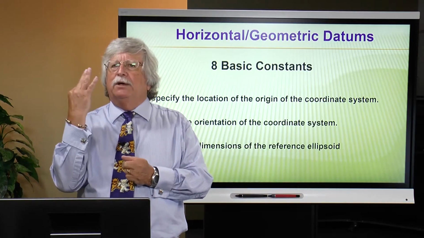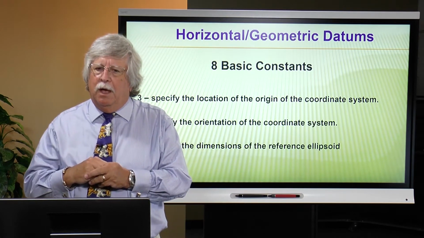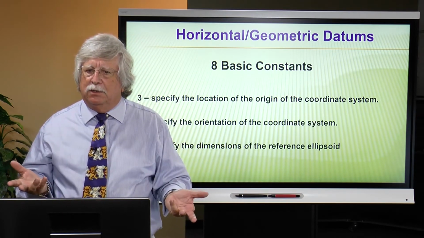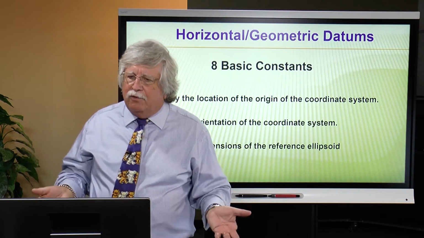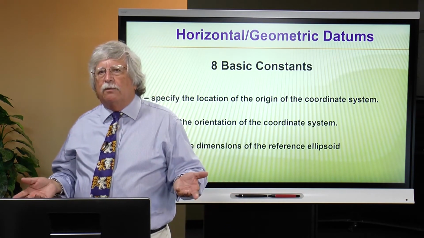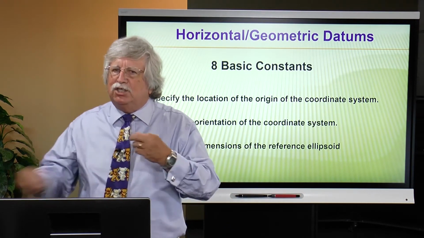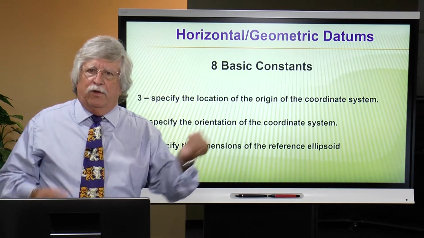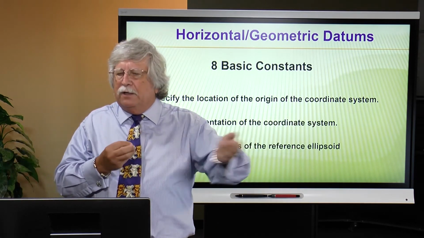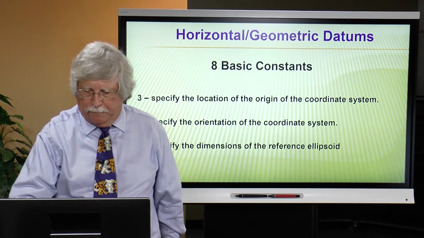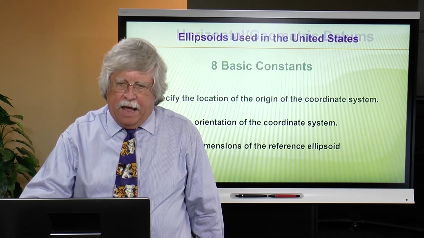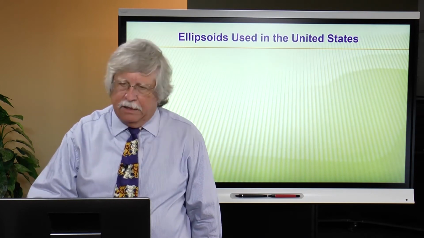So now I have a three-dimensional coordinate system. And I have my orientation. And the two decide the size and shape of the Earth. So it's the same process, it's just using different points. One is a mark in a farmer's field, another is Earth geocenter. Let's take a quick look at the ellipsoids that have been used in the United States.